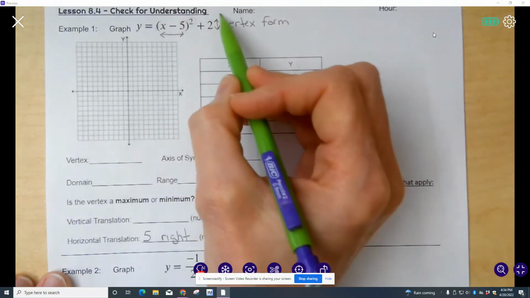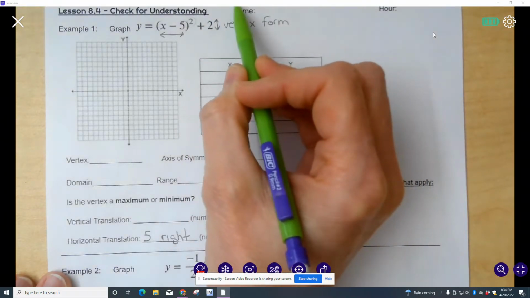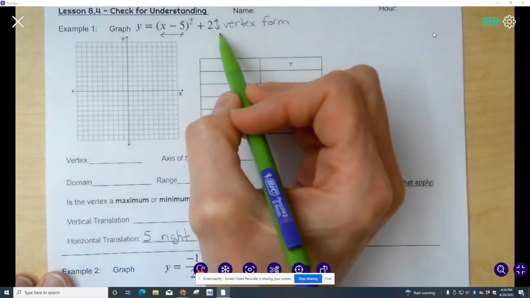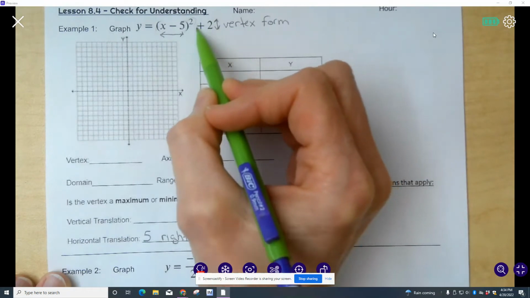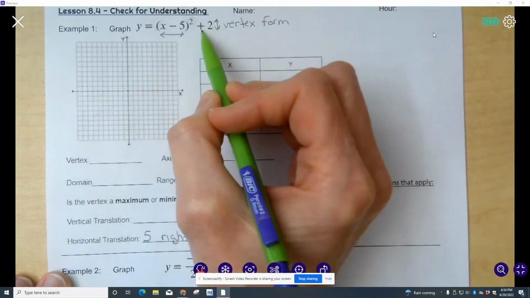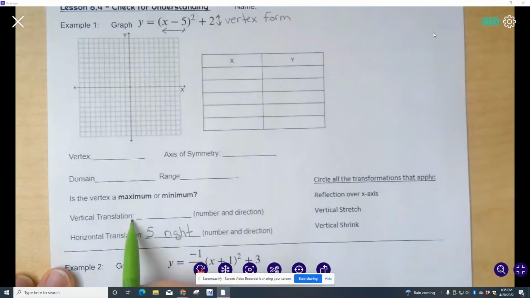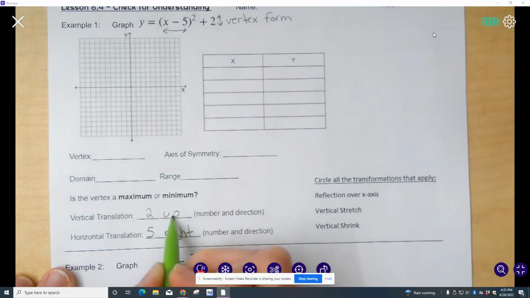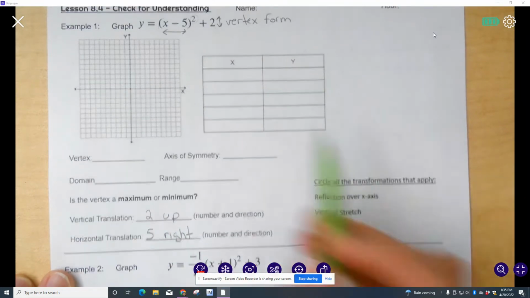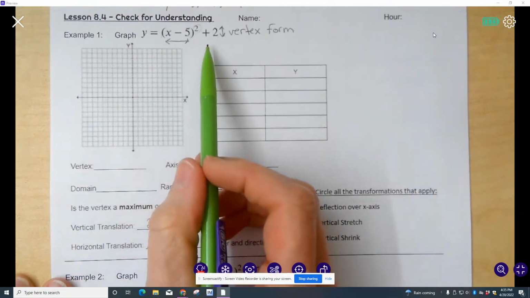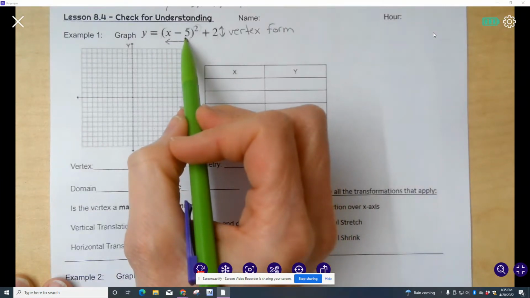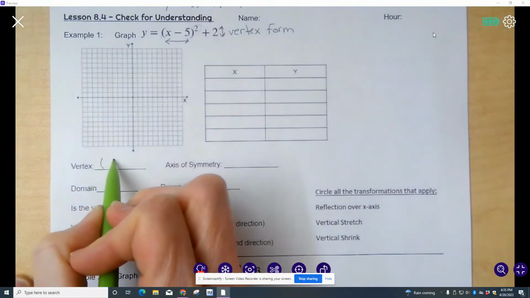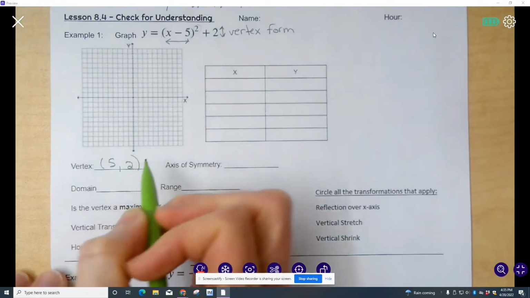The number at the end, always in this form, is a vertical or an up-down translation. So this parabola is going to move up. So vertical translation, the number is 2 and the direction is up. Okay, the other great thing about vertex form, if you remember, this 5, 2 is my vertex. So my vertex is 5, 2.